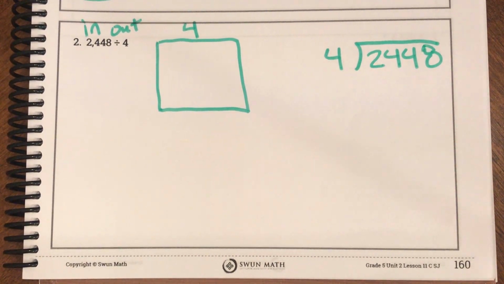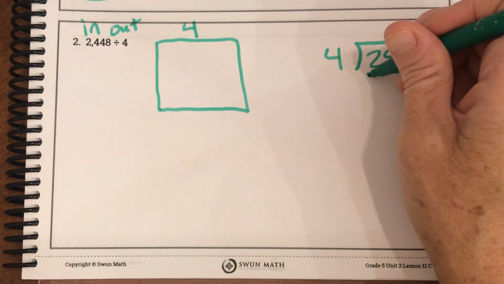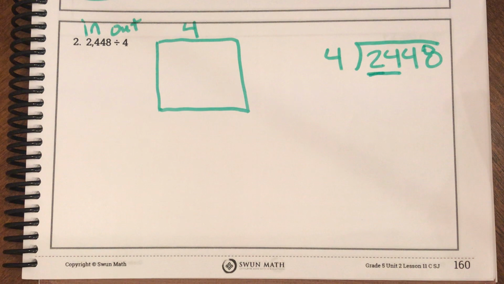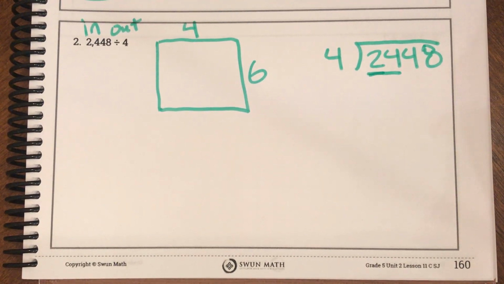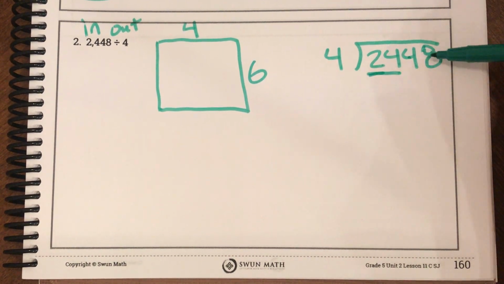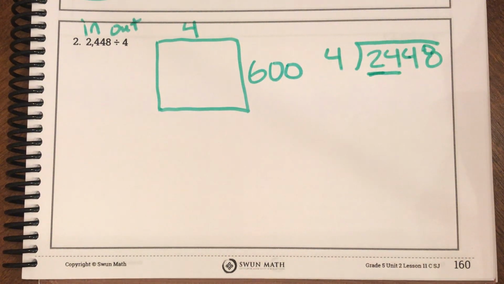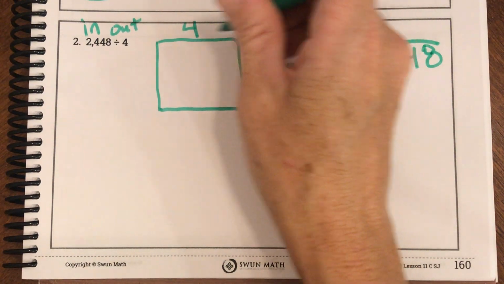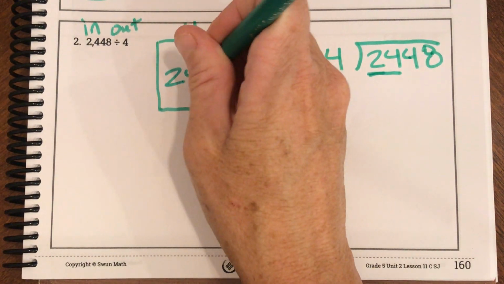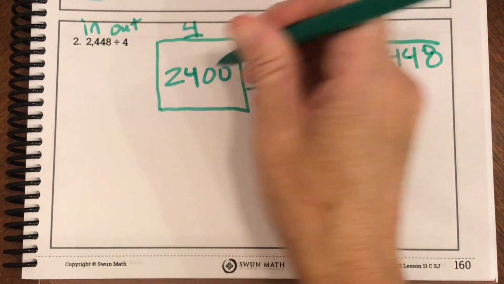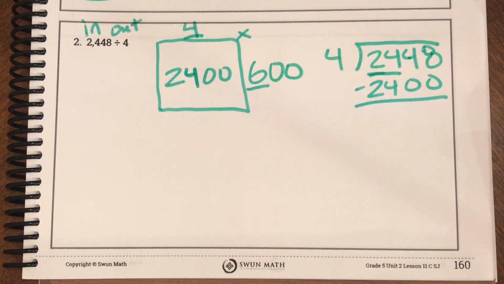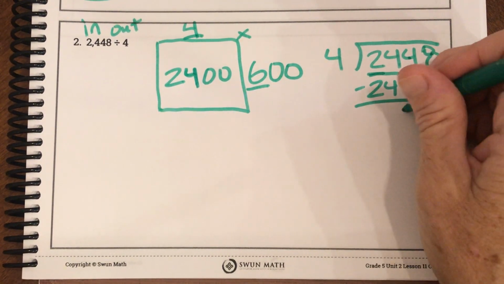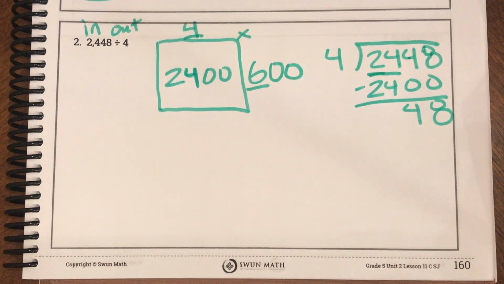Okay, ready? 4 can go into 2? No. 4 can go into 24? Oh, 6 times. 6 times perfectly. But it's not going to be a 6, it's going to be a 600 because we have 1, 2 digits after. Okay, so what do we get in here? 4 times 6 is 24, and we're going to add just 2 zeros. Okay, so let's subtract. We get 8, 4, 0, 0. So we just get 48.